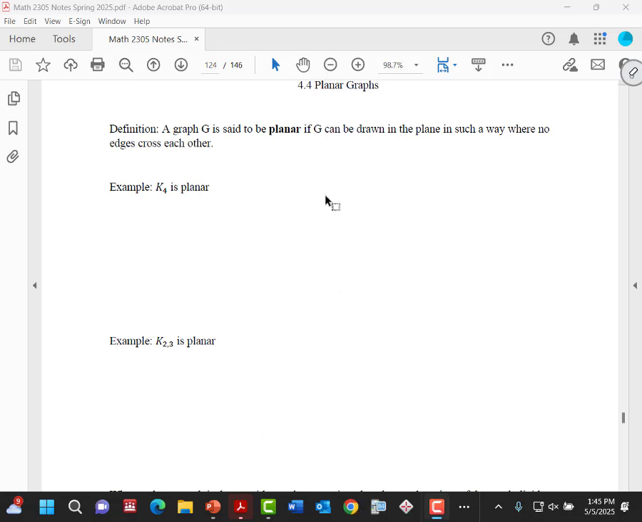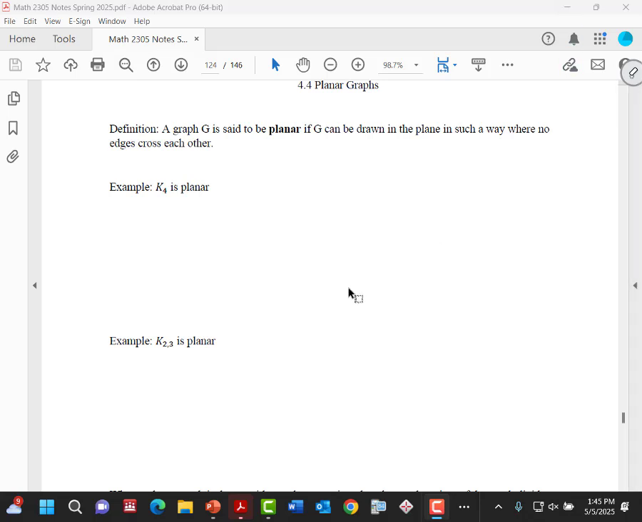Okay, so in this section, we want to discuss what are called planar graphs. So here's a definition of a planar graph. A graph G is said to be planar if G can be drawn in the plane, this is why it's called planar, in such a way where no edges cross each other. So in essence, I want to be able to draw my graph G in such a way that no two edges cross each other. If I can draw it in such a way, then the graph is said to be planar.